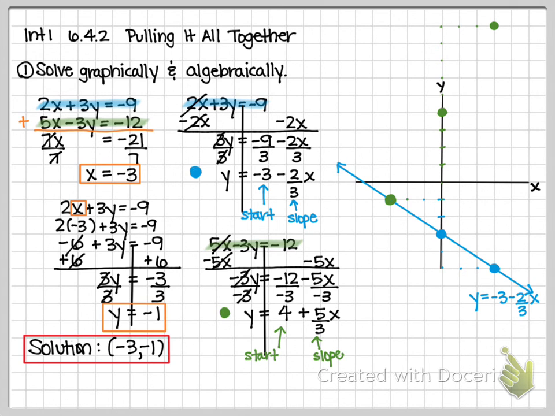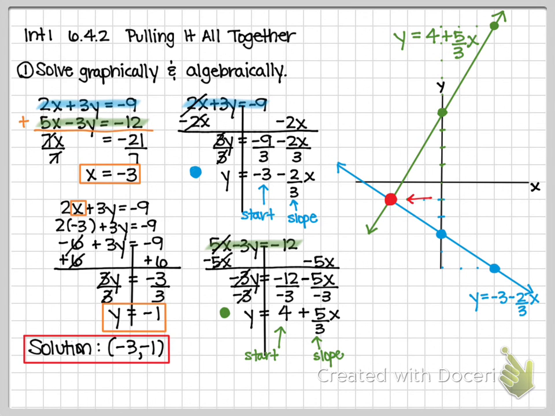Now, straight edge, connect the dots, and extend. Draw my arrows, because this thing does go on forever. And label the graph. So y equals the exact thing I wrote down, 4 plus 5/3 x. Last thing, identify the solution. Now, I'm going to identify it in red. So it is the point where the two graphs intersect each other.